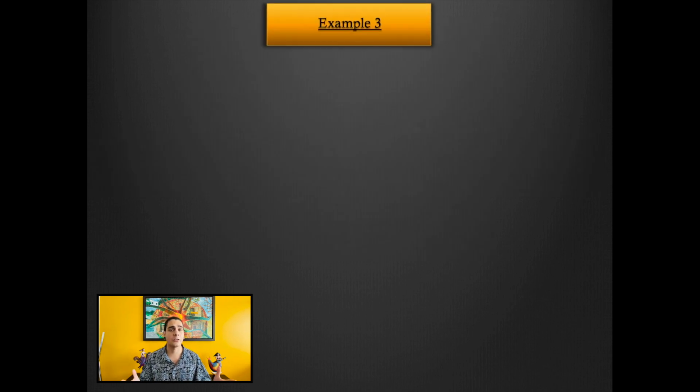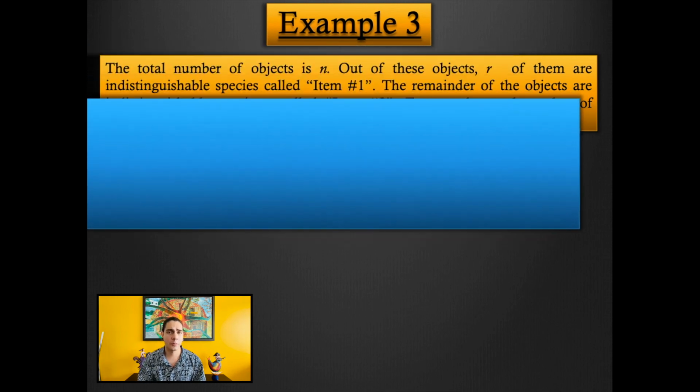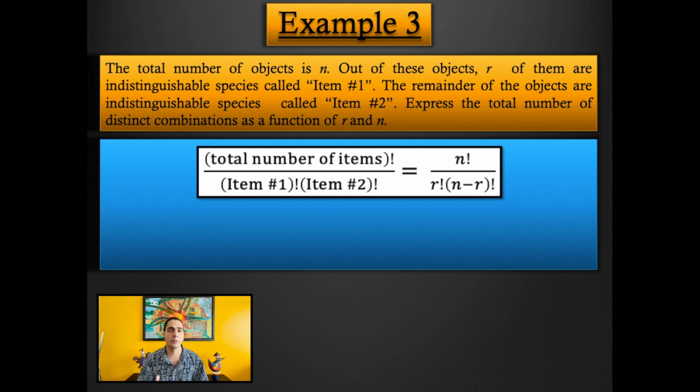This last example ties everything together. We have n number of items. Out of those items, r of them are indistinguishable items number 1. The rest of them are indistinguishable items number 2. They're asking us to develop an expression that represents the number of combinations that we can rearrange these items. Using the information that we developed on the previous slide, we take the factorial of the total number of items and we divide this by the factorial of the number of indistinguishable items times the factorial of any other indistinguishable items. In this case, that's n factorial divided by r factorial times n minus r factorial.